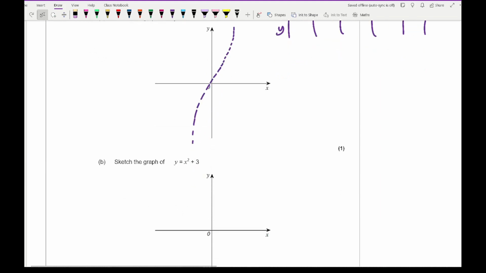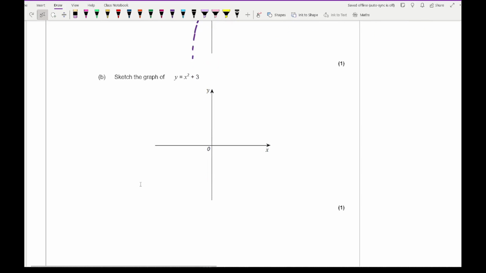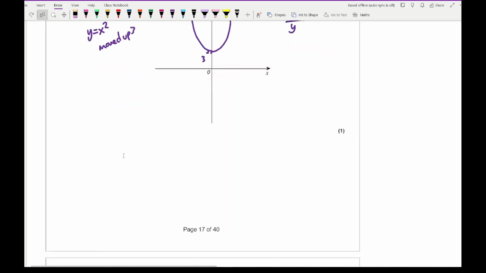The next question says sketch the graph of y = x squared plus 3. So here all we need to do is recognize that this is a quadratic graph and we're adding 3. If you did a table of values, basically it's the graph of x squared moved up 3 places. So if we imagine that 3 is here, we're then drawing a quadratic graph. It doesn't matter about the thickness, as long as it intercepts at 3, then that's fine. And I would certainly recommend that you label that point 3, doesn't matter whereabouts it is.